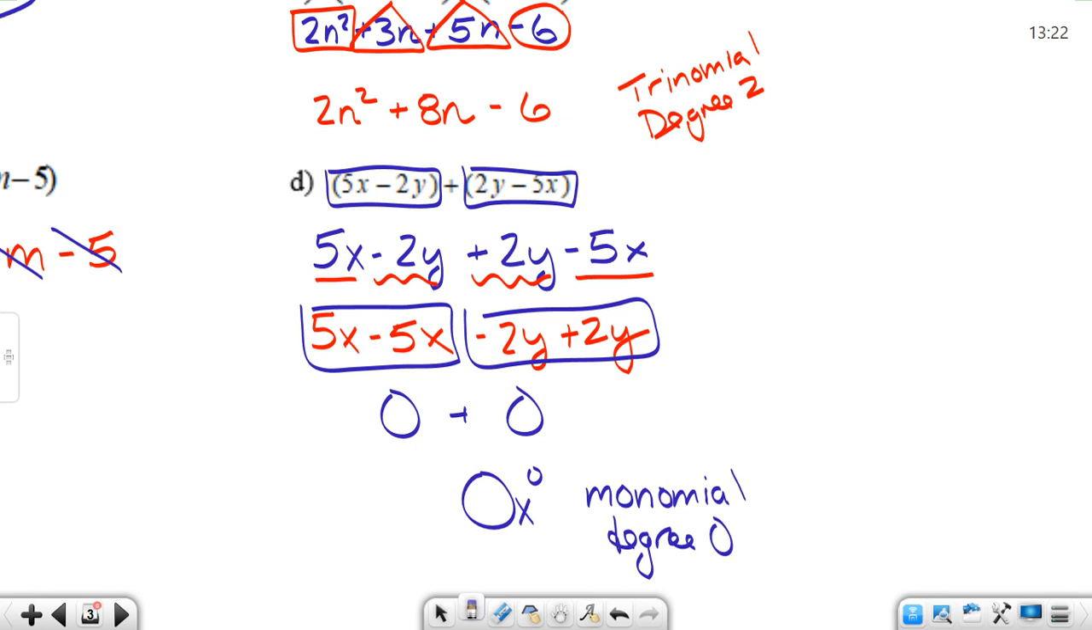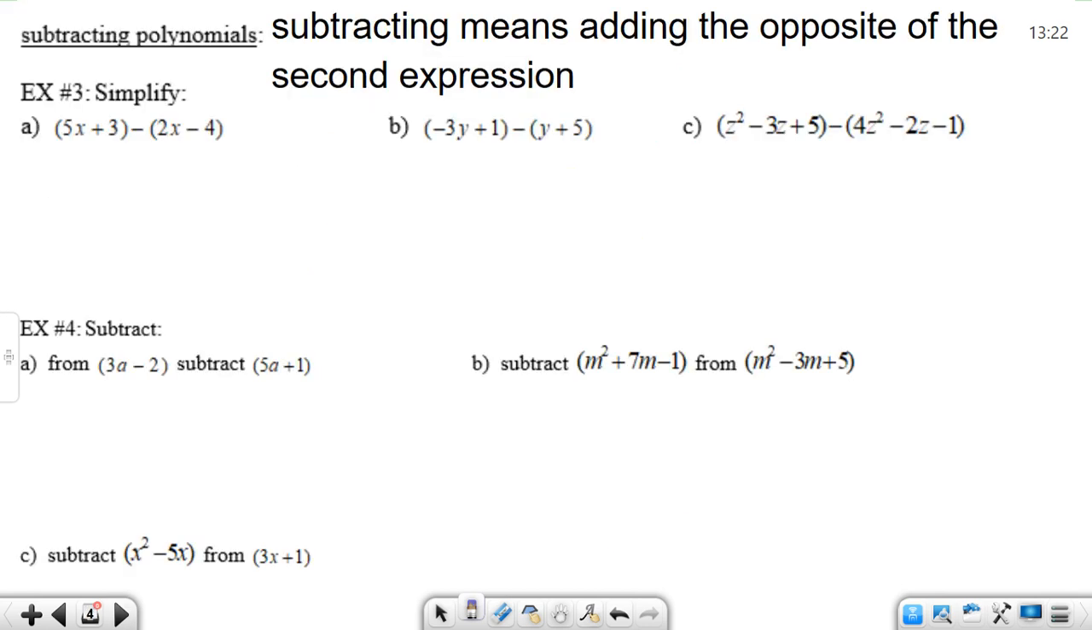So I'm sure that most of you are going to say, oh yeah, adding polynomials is fairly simple. You know, you drop the parentheses if there's nothing in front of them and just go ahead and combine like terms. And I wouldn't disagree with you. However, where it does become a little bit more complicated is when we start subtracting polynomials. So, subtracting means adding the opposite of the second expression.